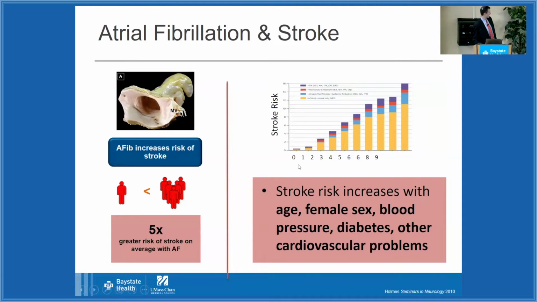But you can see as you accumulate more risk factors, you have higher stroke risk with advancing age, female sex, higher blood pressure, diabetes, and other cardiovascular problems.